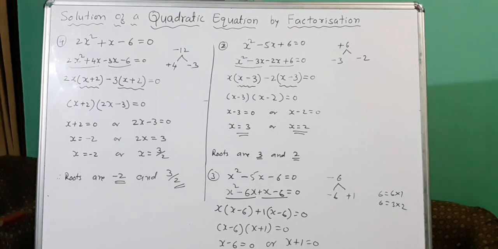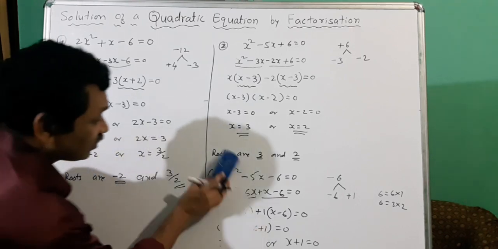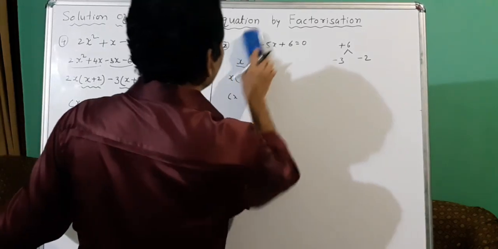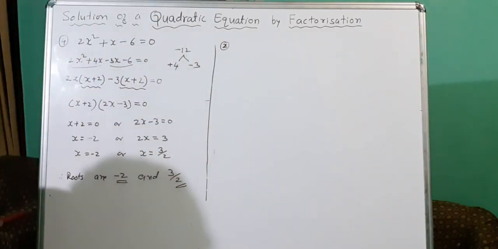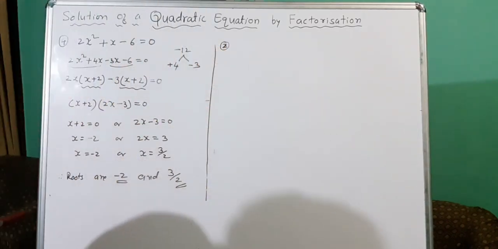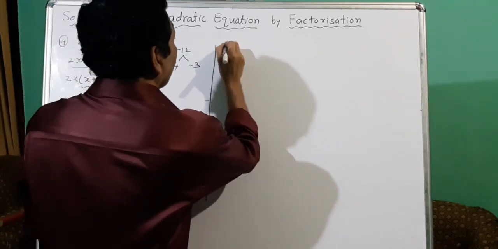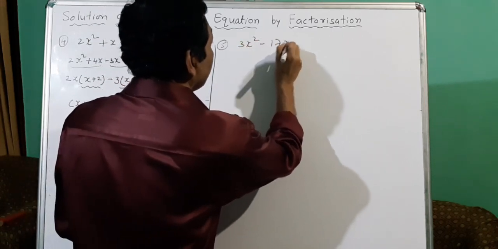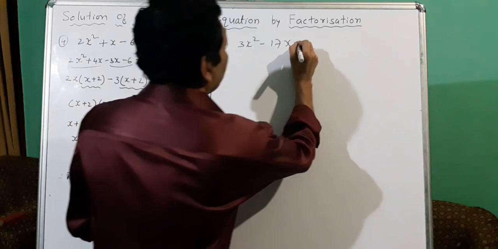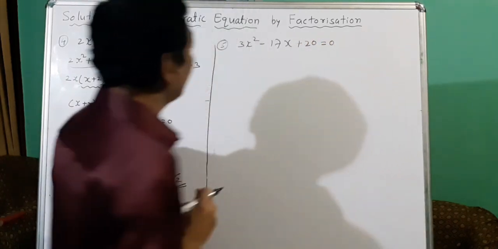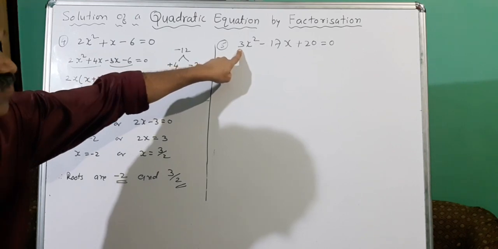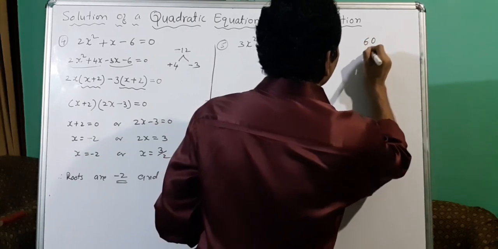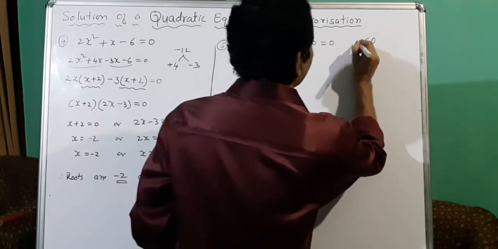Okay, so we'll go for one more problem. I'll slightly change the number again. Suppose problem number 5: 3x square minus 17x plus 20 is equal to 0. Again here the coefficient of x square is not 1, so what we'll have to do is a into c, 3 2s are 6, so 3 into 20 is plus 60.